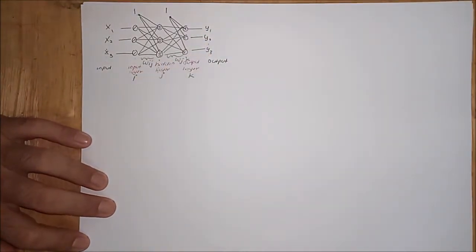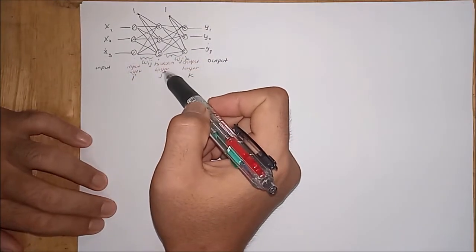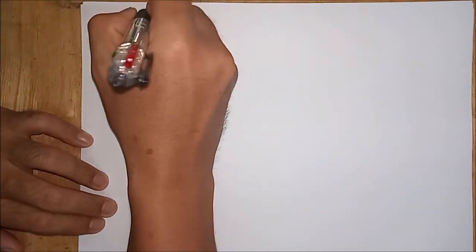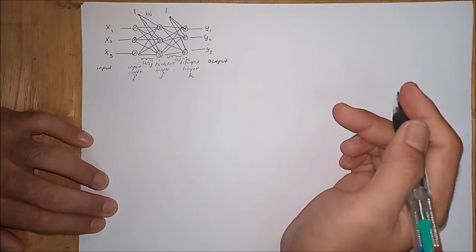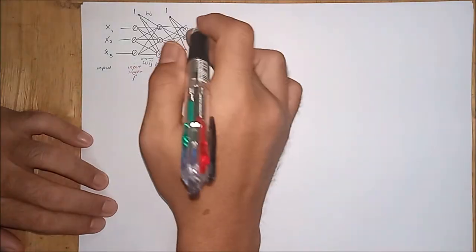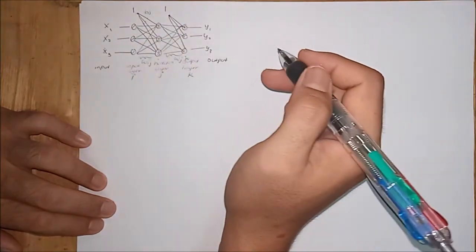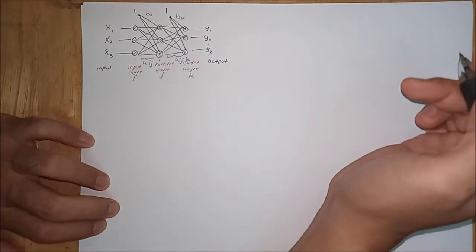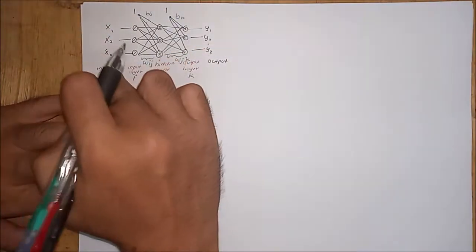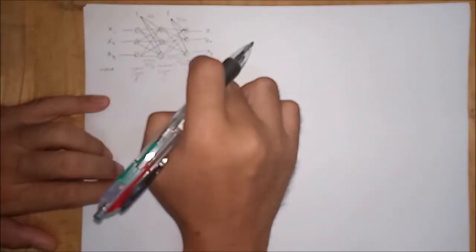The next thing is our bias. The bias that is connected to the hidden layer will be labeled as Bj for every node in the layer, and finally the bias connected to the output layer will be labeled as Bk. So this is all the labeling regarding our model.